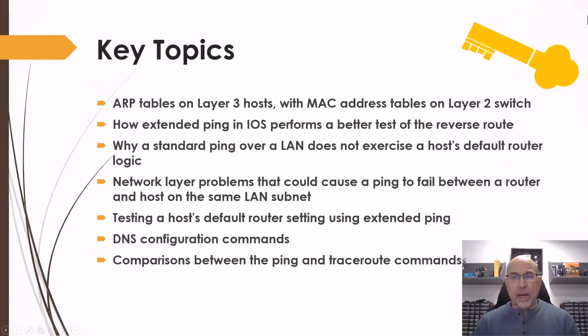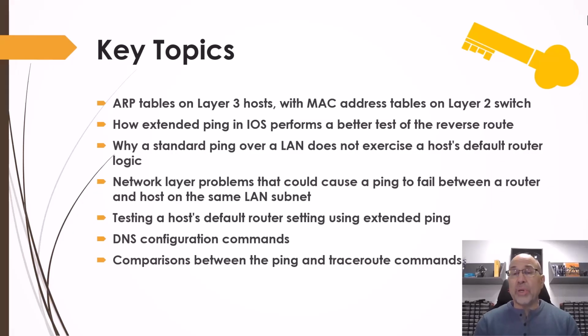So here's our key topics, right? We've got tables. Our forwarding rules are all about the tables that we have. So we have the host routing, host ARP, we have a switch CAM, we have a router ARP, we have a router routing table. So lots and lots of tables. Get to know those tables, get to know the operation, and you've got it down.